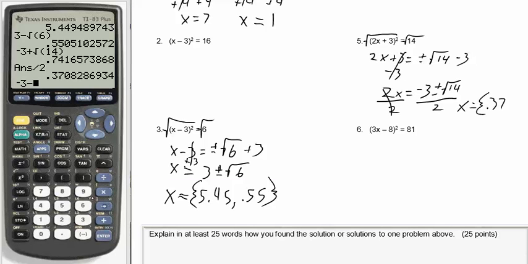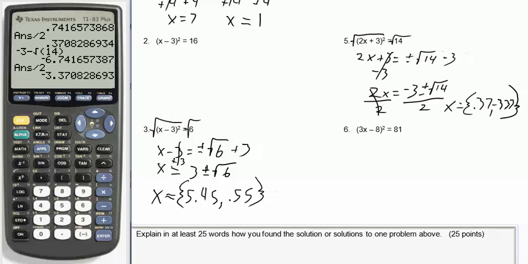And now you got to do the same thing but with minus. Negative 3 minus the square root of 14. Remember, we have to hit enter and then divide by 2. So then it's negative 3.37. And that's a bracket. I know you can't see it. There we go. So x is those two answers.